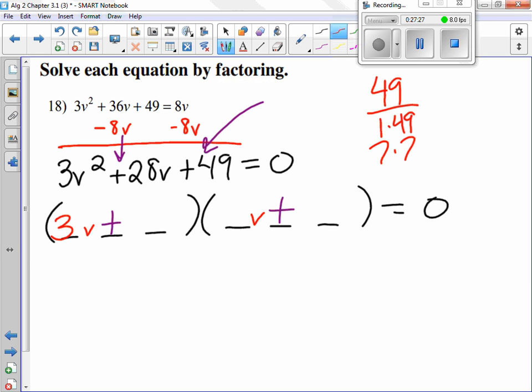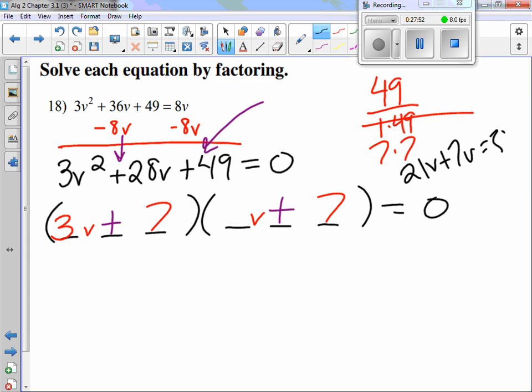Is 49 bigger than 28? We don't have any subtraction to bring it back down, so that's probably not going to be it. And it isn't it. It's going to be 7 and 7. So these here are the factors, and if we did it, it would be 21v plus 7v, which is 28v. So it does work. This does work if we check it.